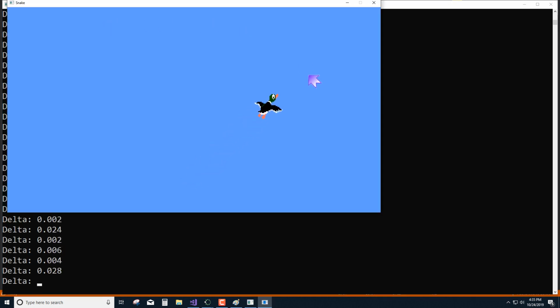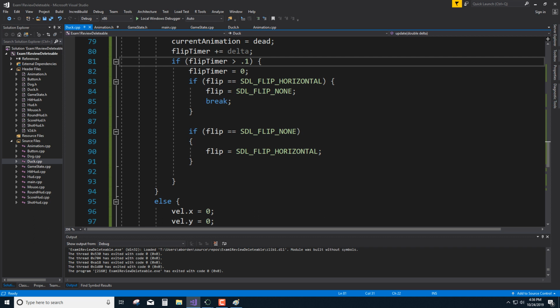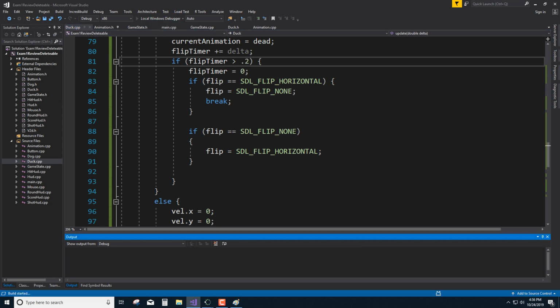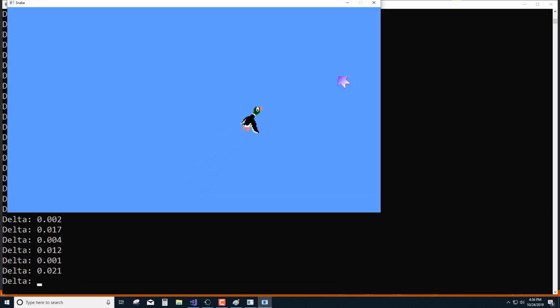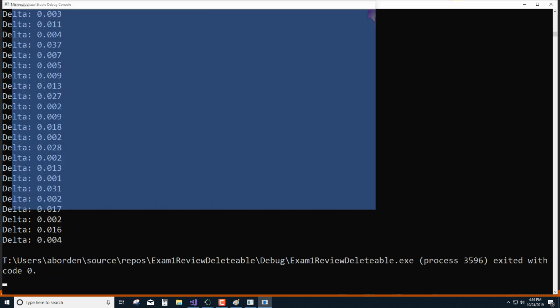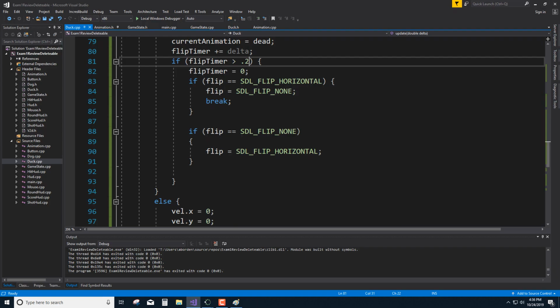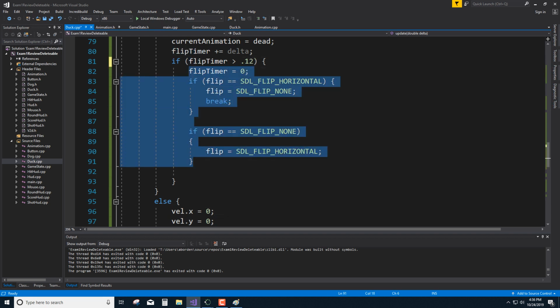Oh, it does it once. No, that works perfect. Well, I don't know what you did on mine. What did you change? I'll try 0.2. That's too slow. 0.2 is too slow. It only flips one time for me. Okay, you need to look at this logic very carefully. Make sure this matches exactly.